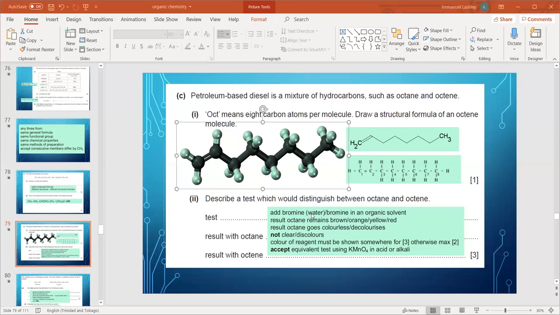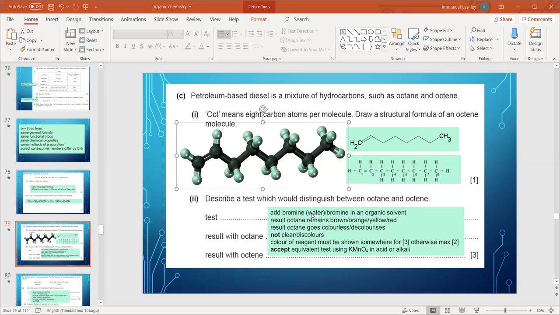All right, so the next thing they asked us to do is describe a test which would distinguish between octane and octene. In essence, they're asking us to describe a test to distinguish between an alkane and an alkene, right? There are two simple tests that we could use. The tests: we could add bromine water, or bromine in an organic solvent.